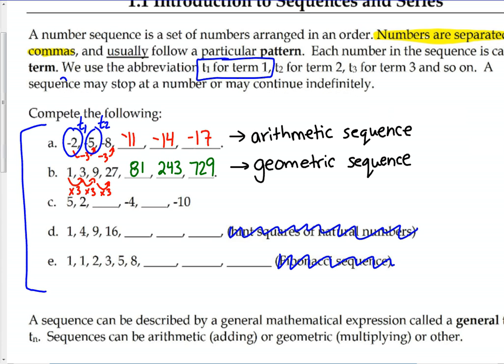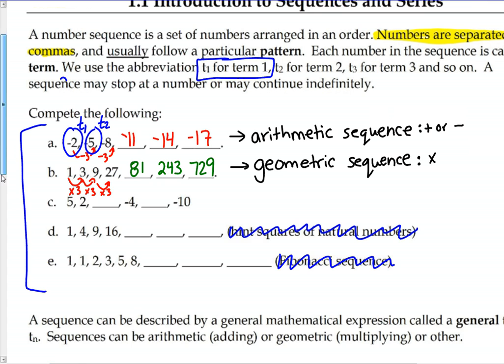So arithmetic sequence, what did we do each time? In an arithmetic sequence, we add or subtract to get the next term. We're adding or subtracting by something called a common difference, in this case negative 3, to get the next term. Geometric, what are we doing each time? We're multiplying. It's where we multiply by something to get the next term. That's geometric.